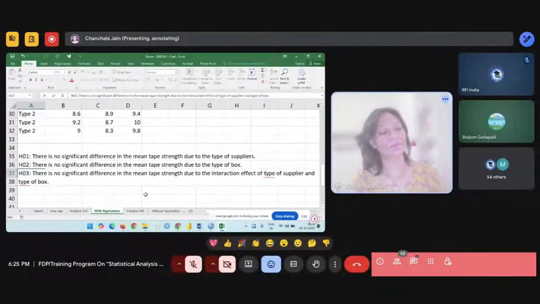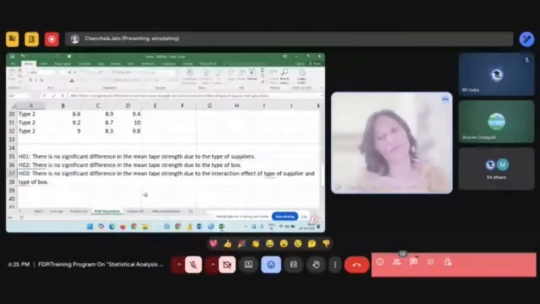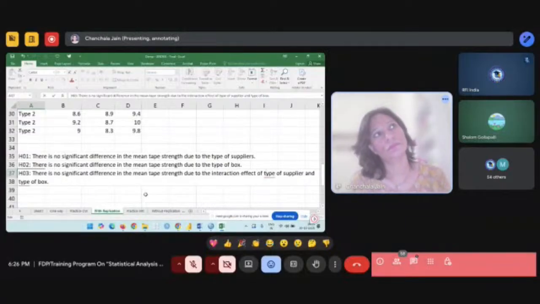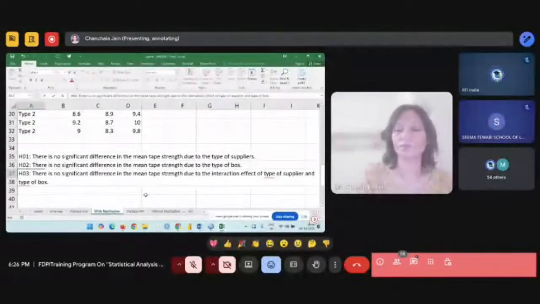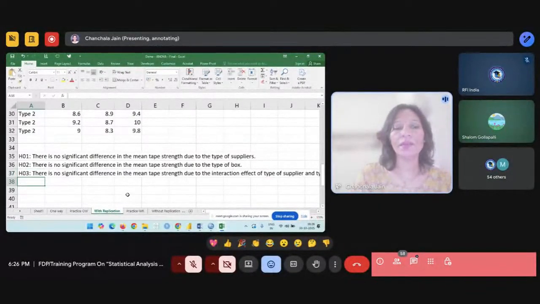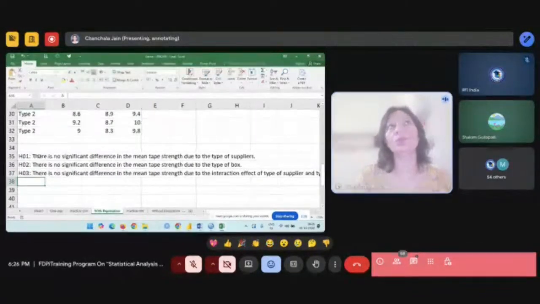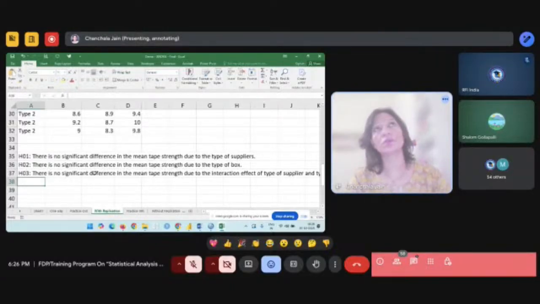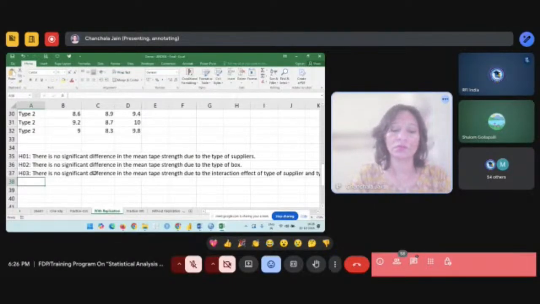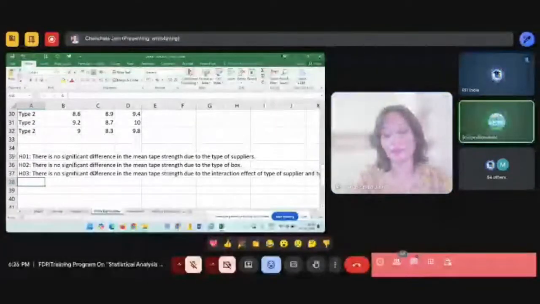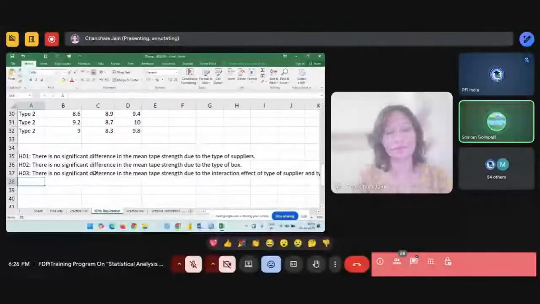Clear? Yes, ma'am. Done. So this way, these are the three null hypotheses we need to check. That means we need to have total how many p-values? 3. 3 p-values. Ma'am, can you please explain last one, third null hypothesis one more time?